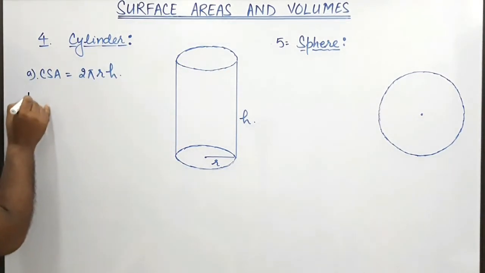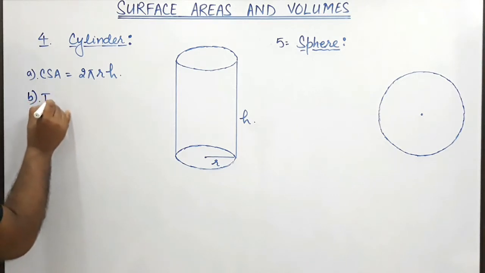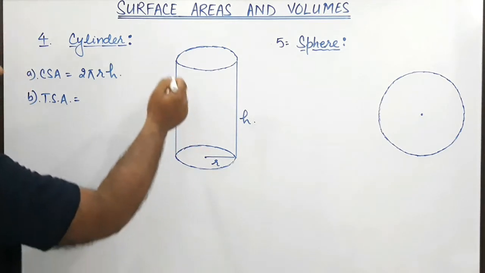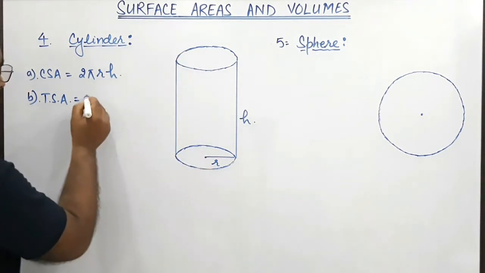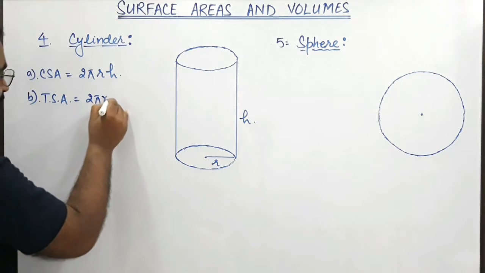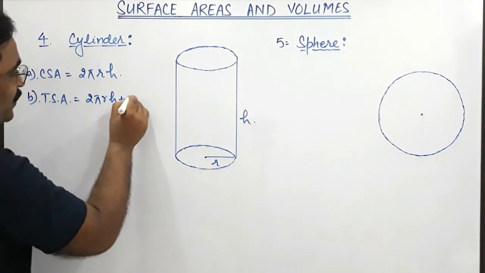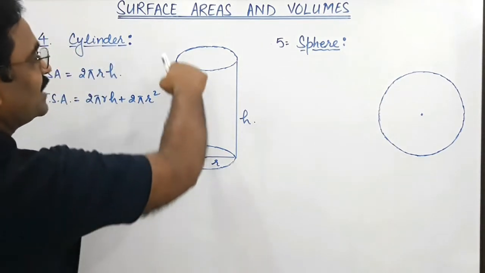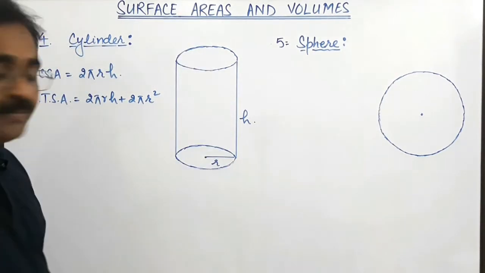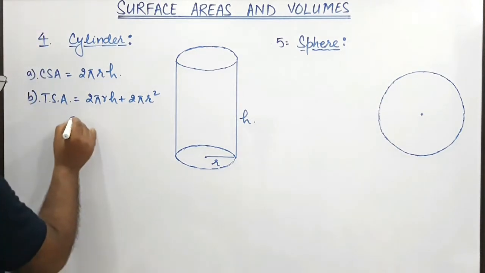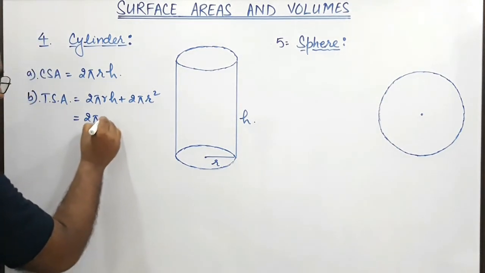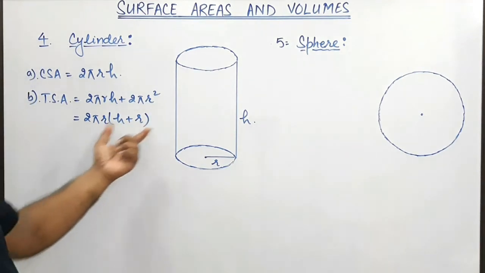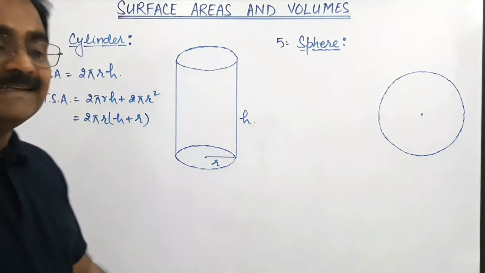Now, the total surface area of the cylinder is equal to curved surface area plus area of top plus area of base. It means 2 pi r h plus 2 pi r square. Why 2 pi r square? Because pi r square is the area of the base and pi r square is the area of the top. Therefore, if you take 2 pi r common, you will get (h plus r). This is the formula to find the total surface area of this cylinder.